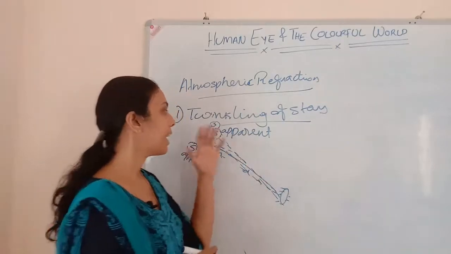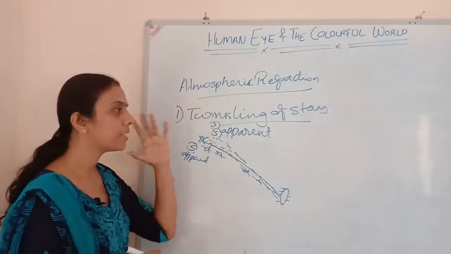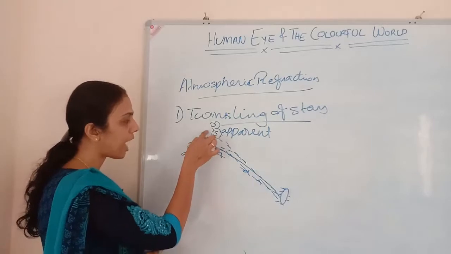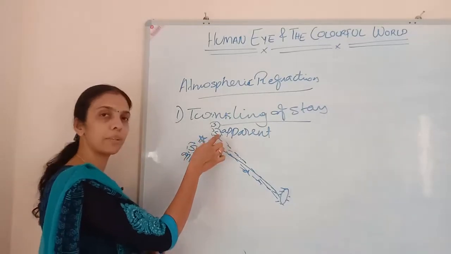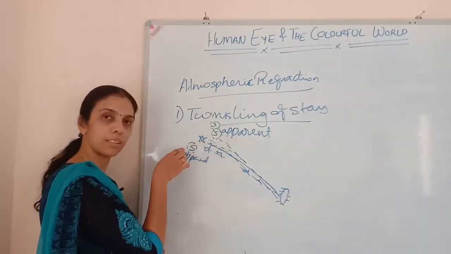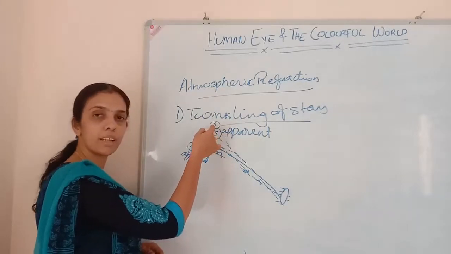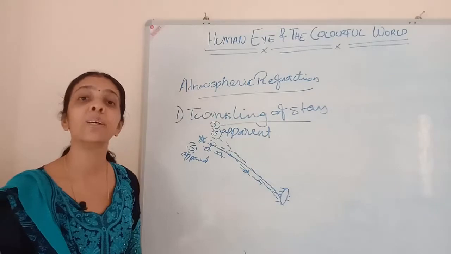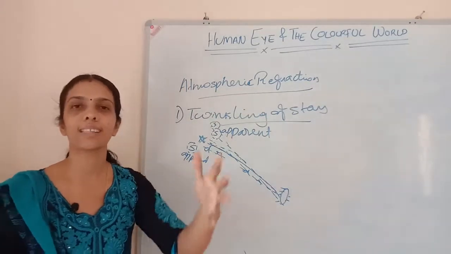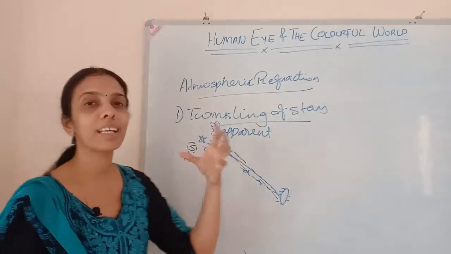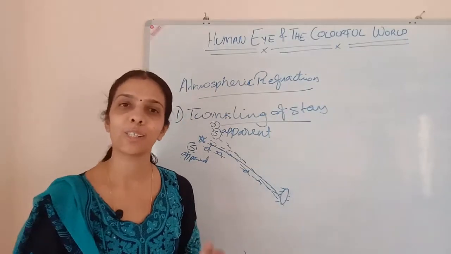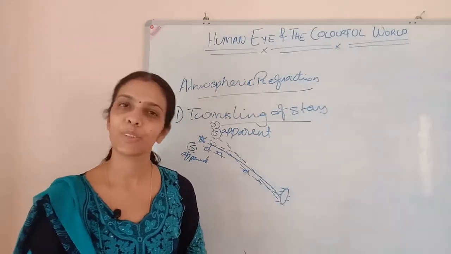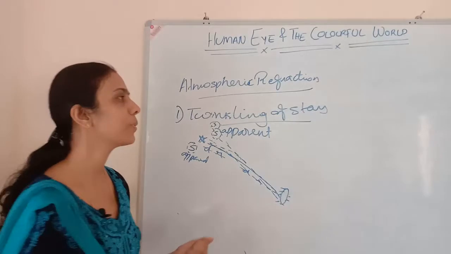So that is the reason. First time the actual position will be here, and we will be seeing the star here. Next time we will be seeing the star here, next time here. So the position of the star is changing continuously, and we will feel it as twinkling. It's not an actual twinkling. Okay, clear?